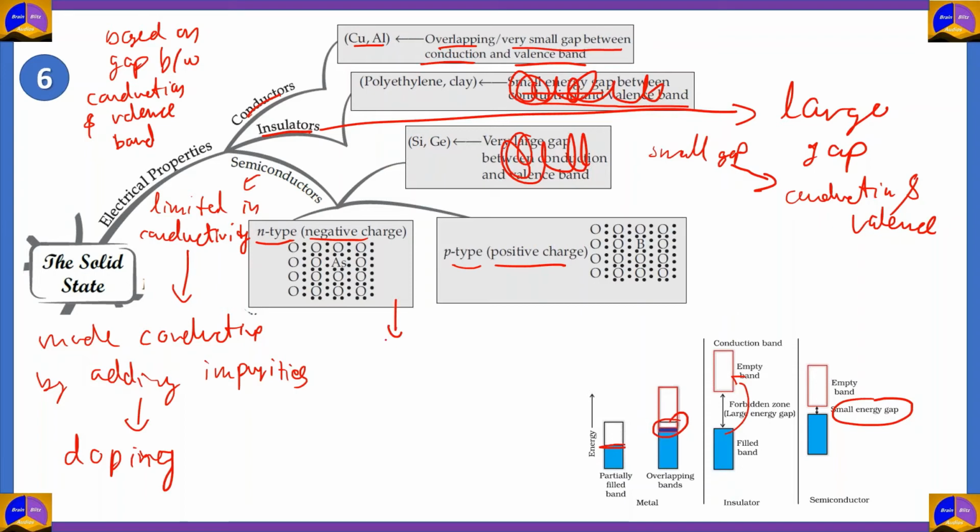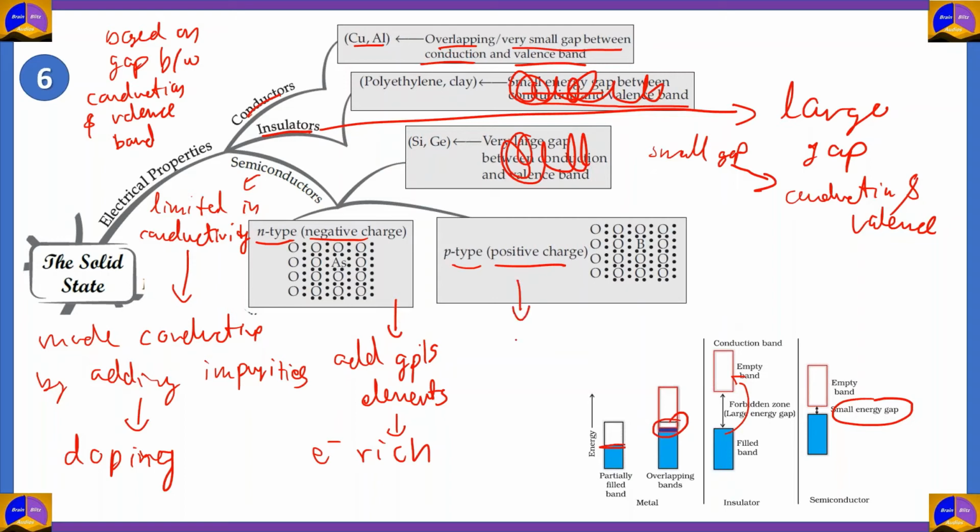In an N-type semiconductor, you add group 15 elements. Group 15 elements have more electrons than group 14 elements, so the impurity is electron rich. Therefore, there is an excess of negative charge.